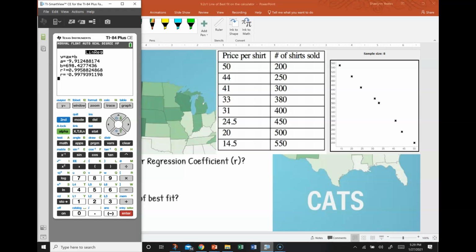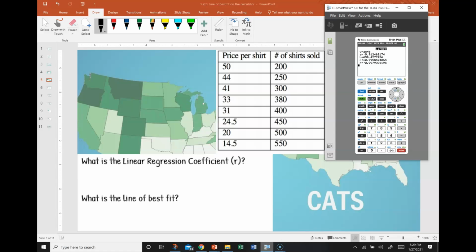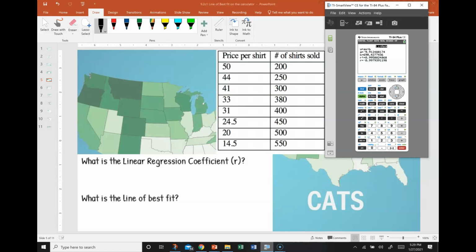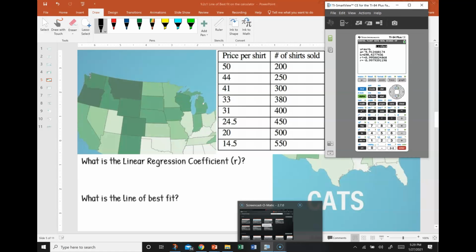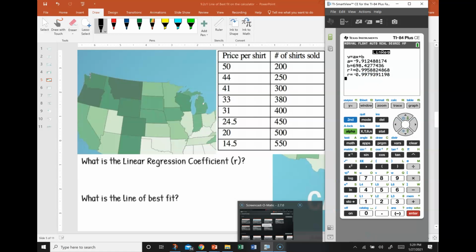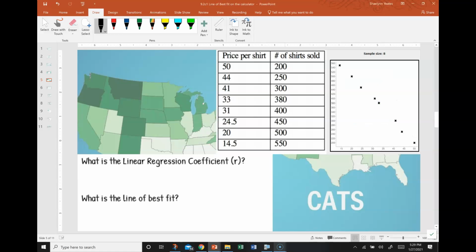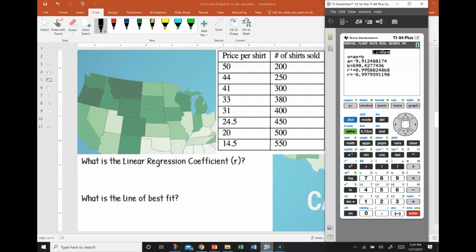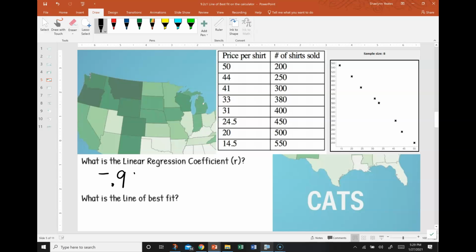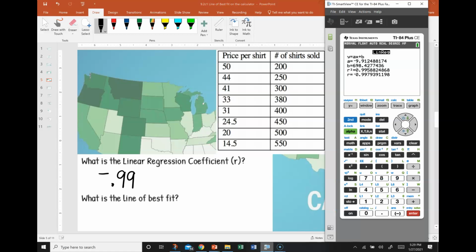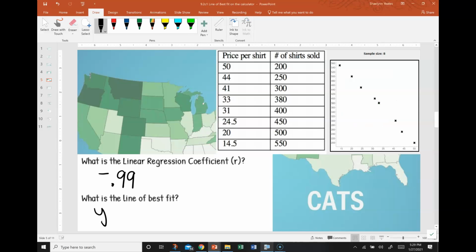Now, one of the things it wants is my line of best fit. Okay, so my linear regression coefficient, or R, is negative 0.99. That is very, very linear. It's almost perfect. Okay, and then for the line of best fit, see how it says A equals negative 9.912, blah, blah, blah.